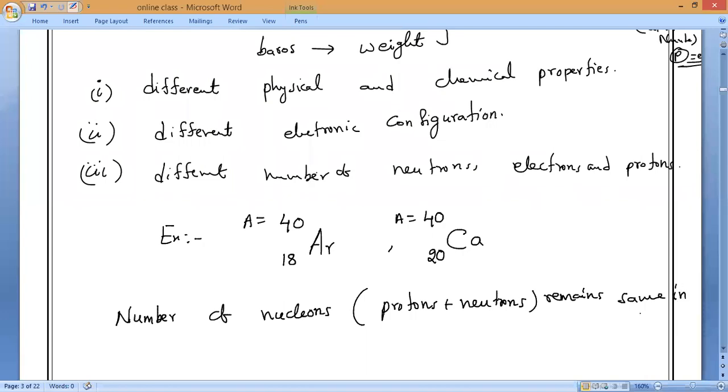The number of nucleons remains the same in isobars. Understand? The number of nucleons means if I add maybe a different number of protons and a different number of neutrons, but if I do the total, it remains the same.